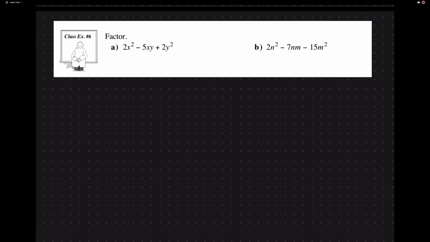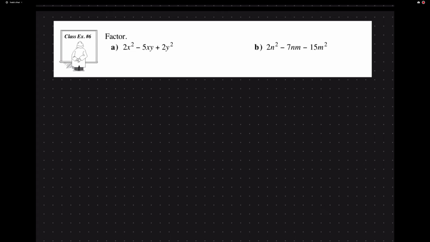Okay, the last one in this lesson, class example 6. Let's analyze what we got: 2x squared minus 5xy plus 2y squared. So what has changed? Well, we basically have this squared on the last term, and I've got two variables in the middle term. But if we just follow the same steps and bring back some of the strategies from previous lessons, we should be okay.